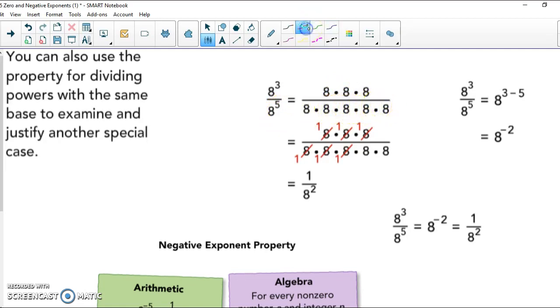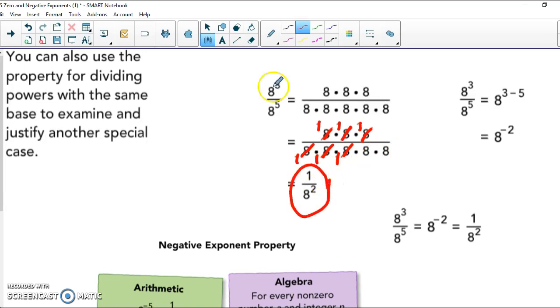If I want to cancel from top to bottom, I can cross out this pair of 8s. 8 divided by 8 is 1 over 1. I can cross out another pair of 8s, which also cancels to 1 over 1. And I can cross out a third pair of 8s, which cancels to 1 over 1. So all I have left in the numerator is 1, and in the denominator I have 8 squared.